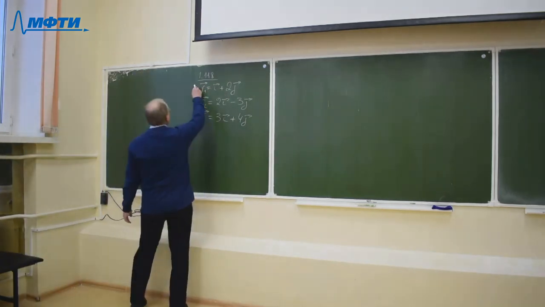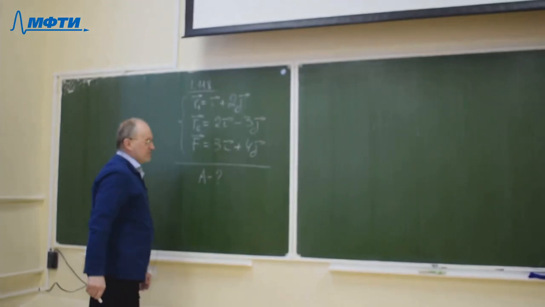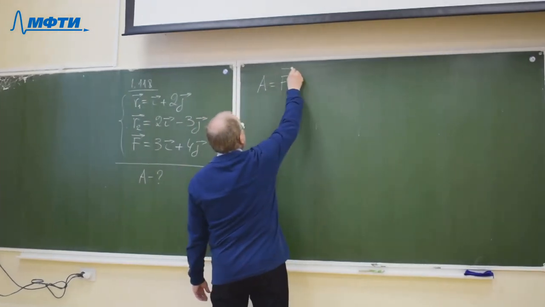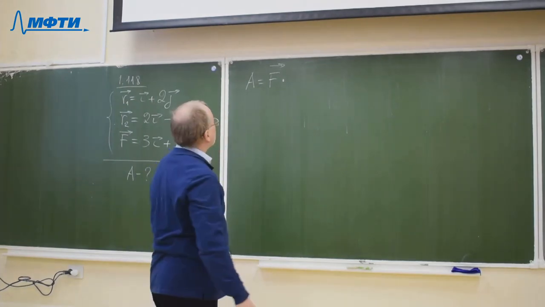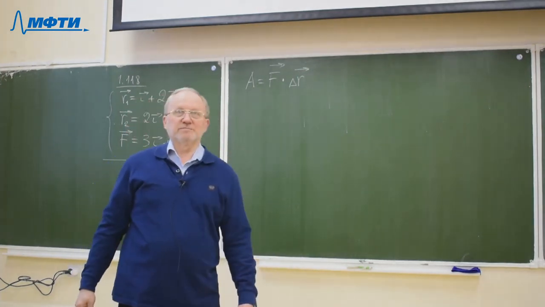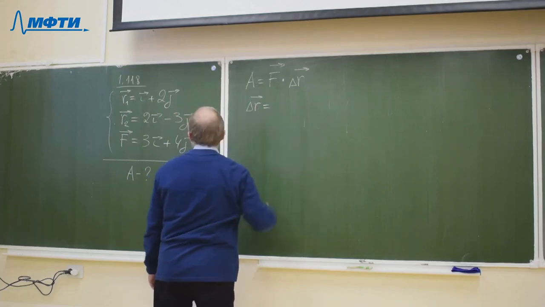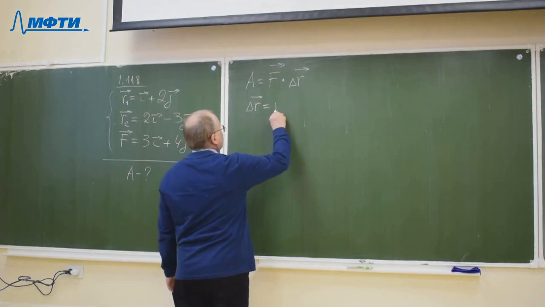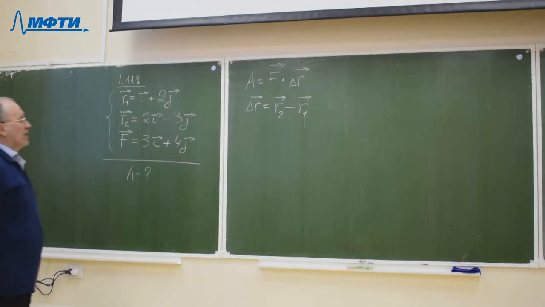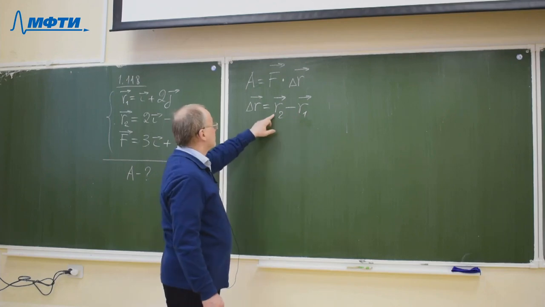So this is what we have in the statement of this problem and what we must find: the work performed by the force. By definition, you know that work is equal to the scalar product of two vectors, the vector of the force acting on the particle times the vector of particle displacement. And particle displacement in our particular case equals the difference between the two radius vectors which define the initial position of the particle and the final position of the particle.